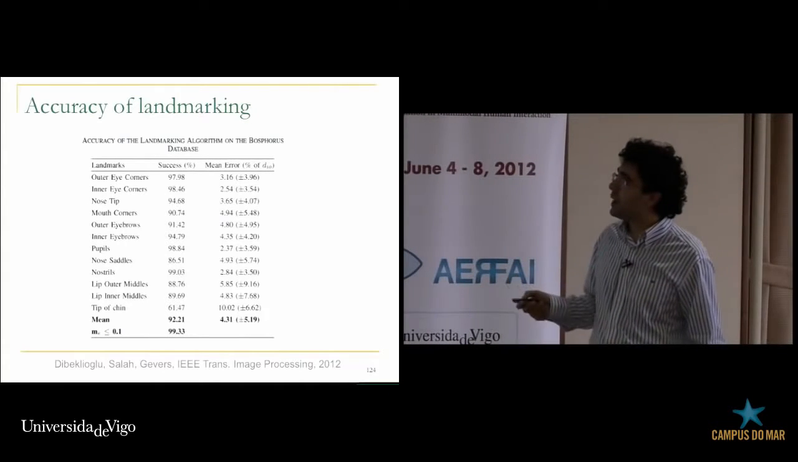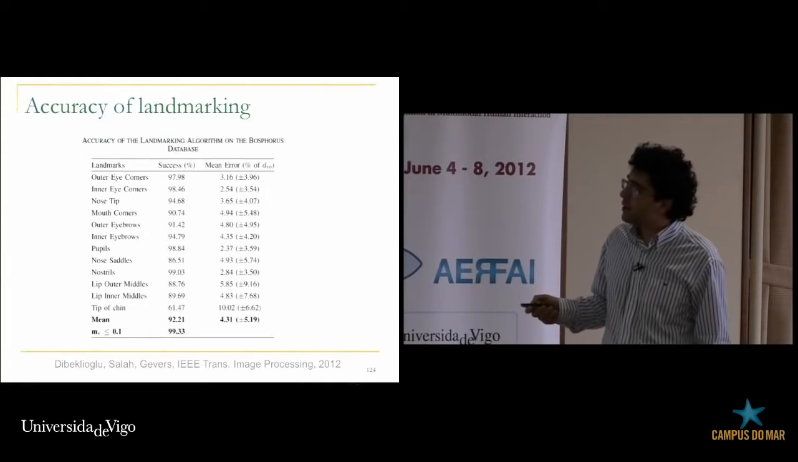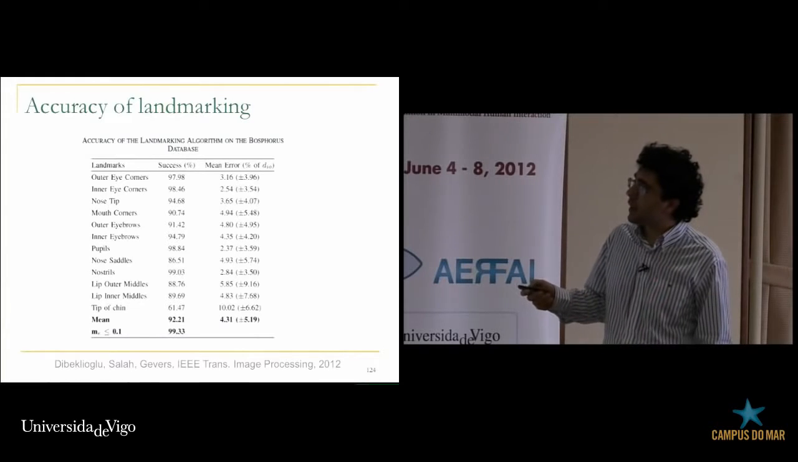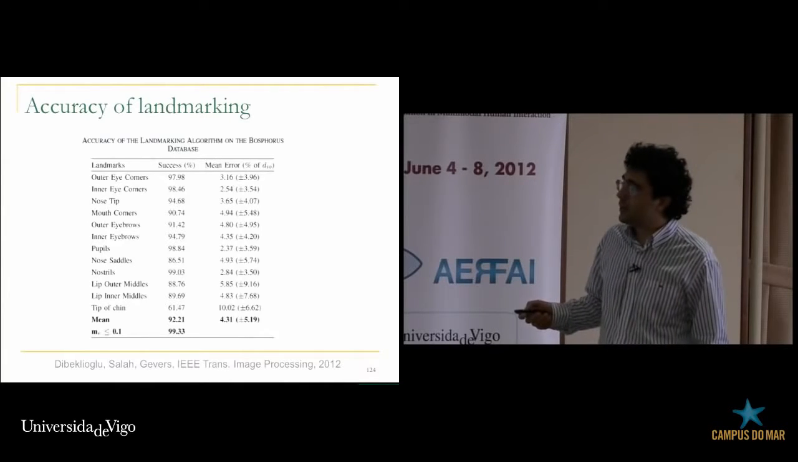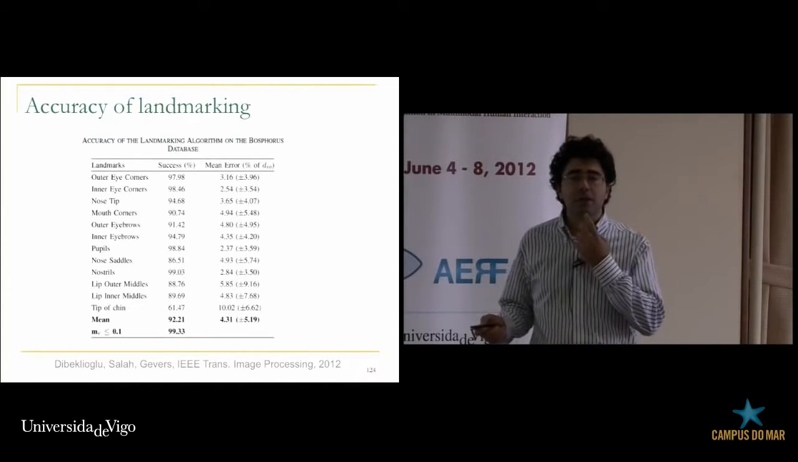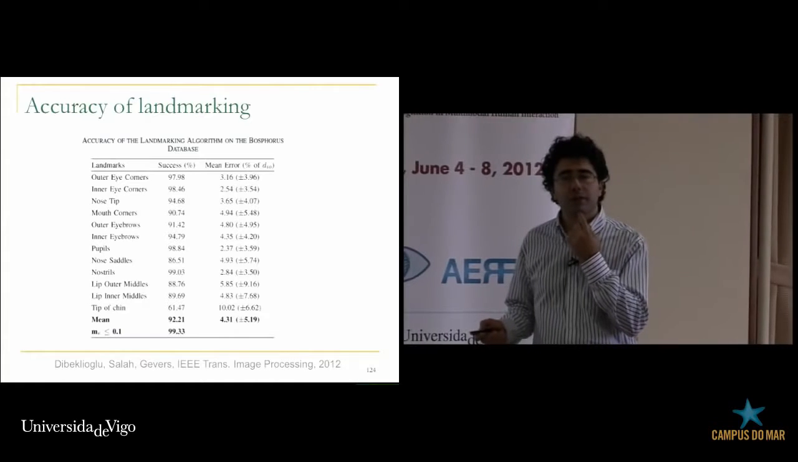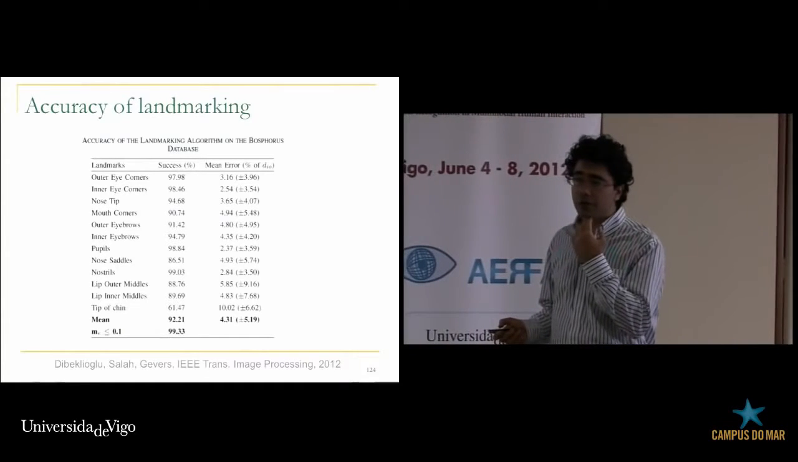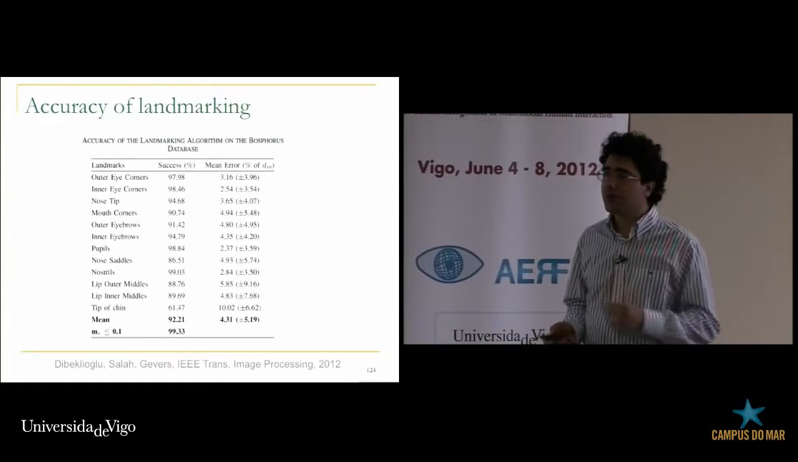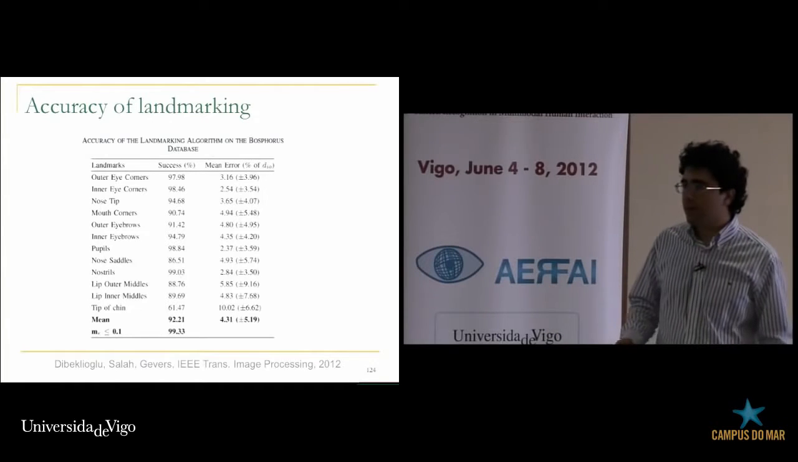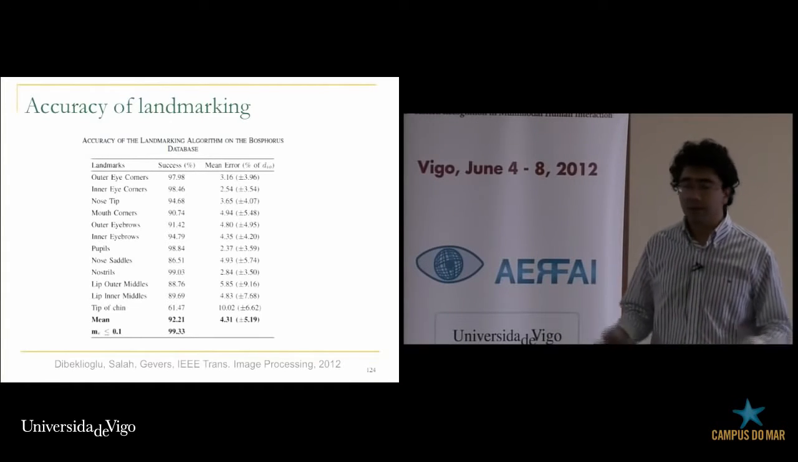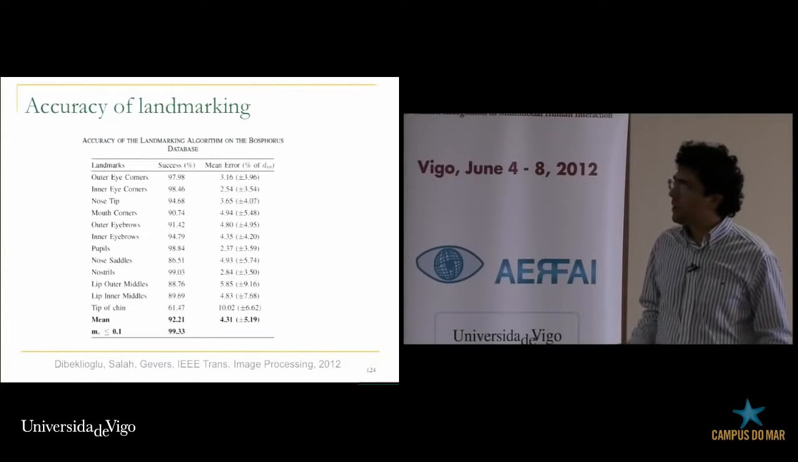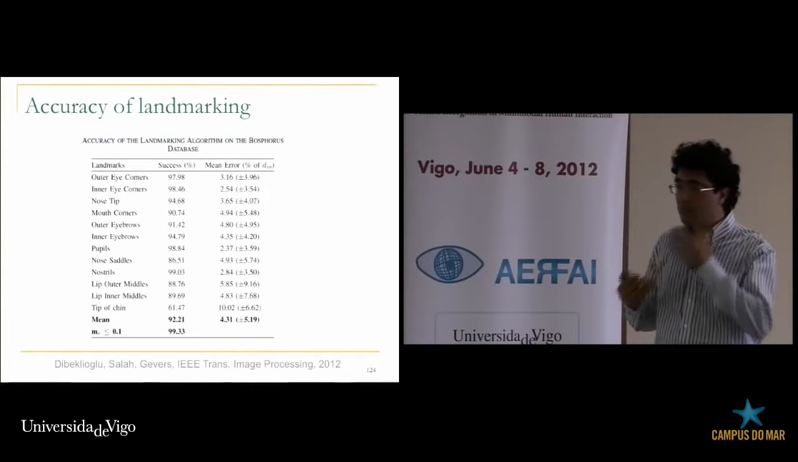So this is, well, on the Bosphorus database, the success of this model on different landmarks, outer eye corners, inner eye corners, you can see here. The tip of the chin is pretty difficult because there is not a marked point on the tip of the chin. All the area resembles each other. But if you use further constraints, like the appearance model, for instance, does, then you can also correct for that.